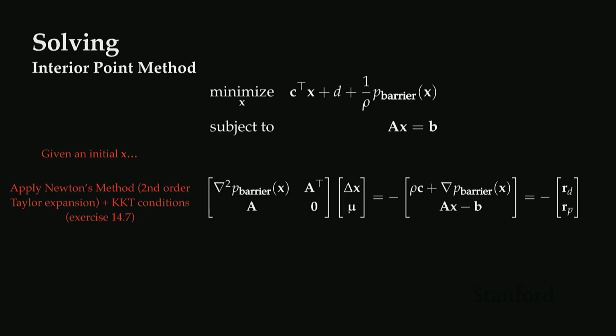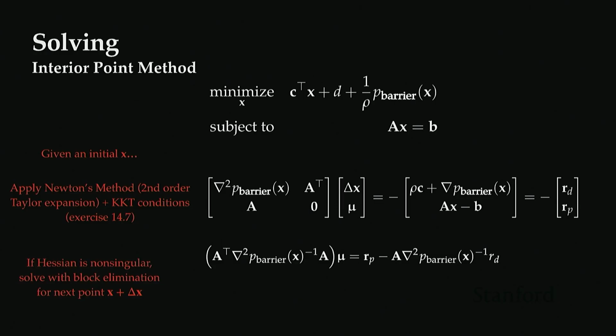And if that Hessian on the top left, the del squared p barrier, is non-singular, then you can solve this with block elimination, first for the dual variables, and then for the next design point. So doing this, you can often get to a solution in just a few iterations. What's cool here is that inversion of the barrier function, because we're in a partitioned canonical form, is often very sparse and can be inverted very efficiently. So it's not n cubed in x. It's often more like n or n squared.